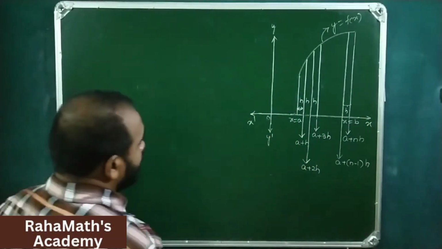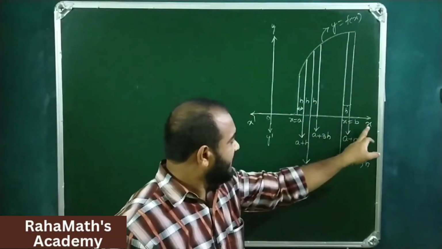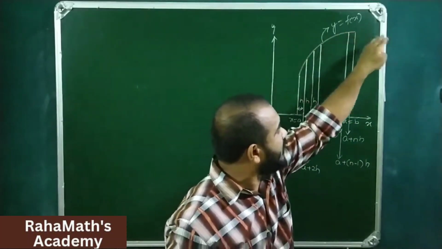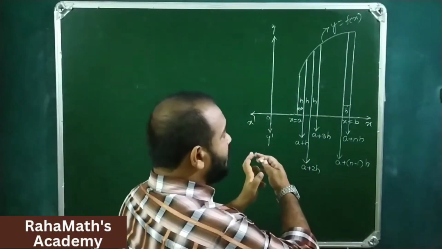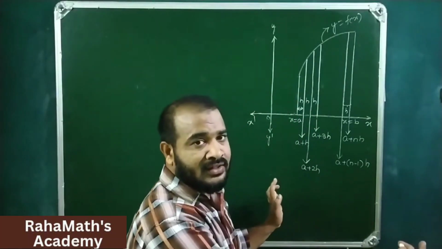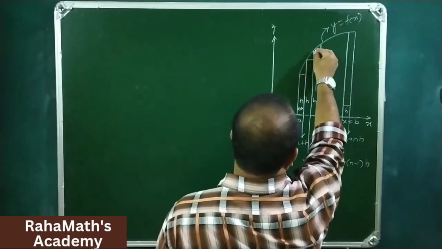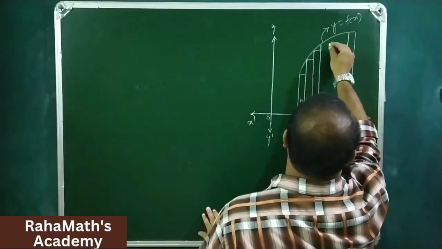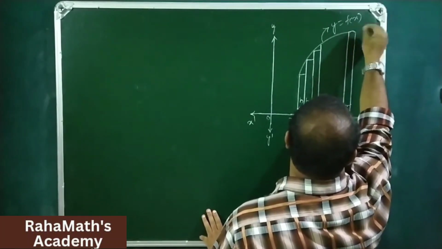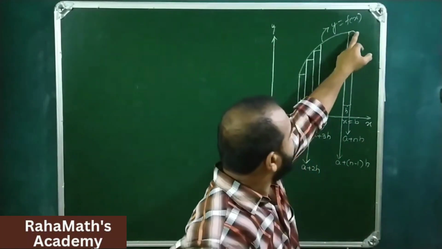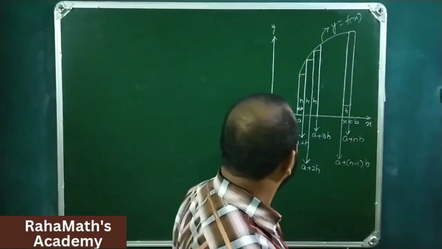Now, the area of the region bounded by the curve y equals f of x, x equals a, x equals b and the x-axis. Since this is not a regular curve, we have split it into n rectangles, each having the width h. So this is one rectangle, this is another rectangle, and likewise another. It seems to be a rectangle but not exactly rectangular, because some bulge shape has come out.